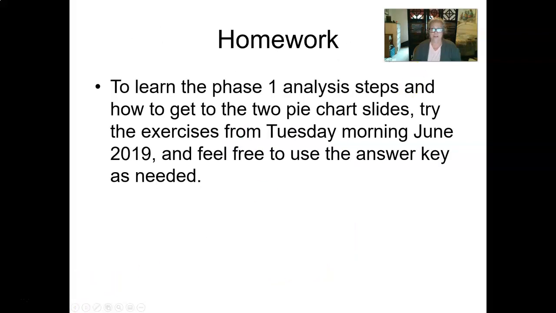So the homework here is to learn the phase 2 analysis steps for yourself by doing the exercise. They're called exercises from Tuesday morning, June 2019. And use the answer key and just work through the analysis so that you can get a feel for what's really going on and where the difficult parts are. And then you'll feel much more tuned in for the next talk.